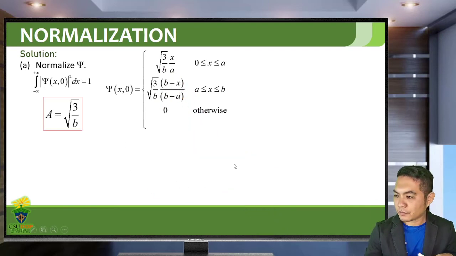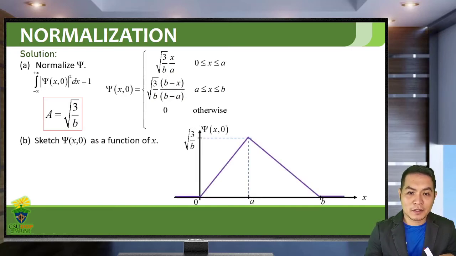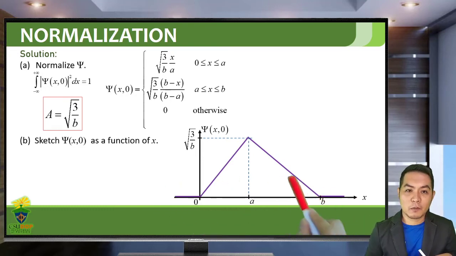Okay, so that's for the first problem. For the second problem, sketch the wave function as a function of x. We have 4 regions. From negative infinity to 0, the wave function is 0, so it's a flat line. And from b to positive infinity, the wave function is also 0, so it's also a flat line.